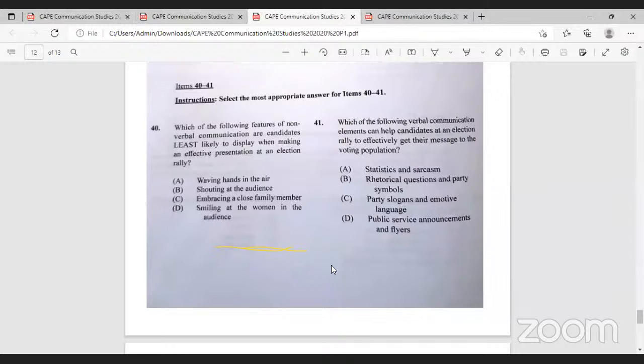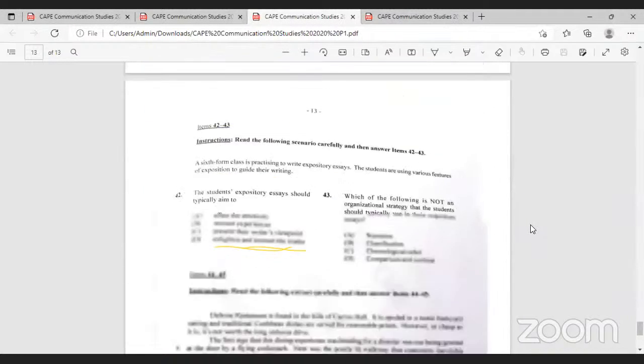41, which of the following verbal communication elements can help candidates at an election rally to effectively get their message to the voting public? Statistics and sarcasm, rhetorical questions and party symbols, party slogans and emotive language, public service announcements and flyers. Yeah, the answer is C. And so 40 is B and 41 is C.